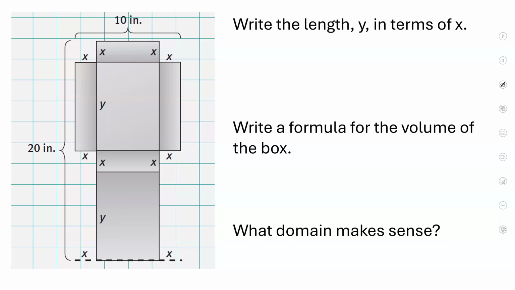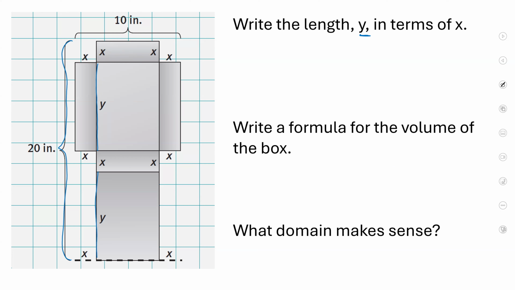Okay, so we have this figure over to the left. If you put this little box together, it'll form a rectangular prism. So our first part asks us to write the length y in terms of x. Notice from here to here is y. From here to here is y. They tell us that this entire side is 20 inches.